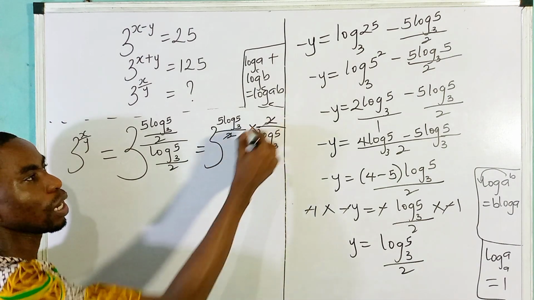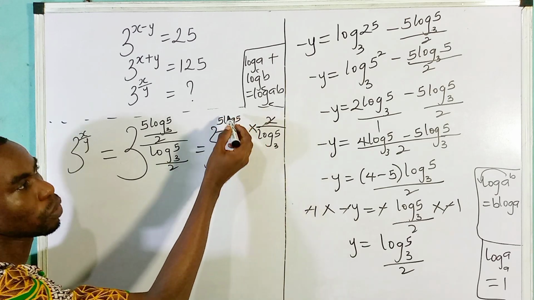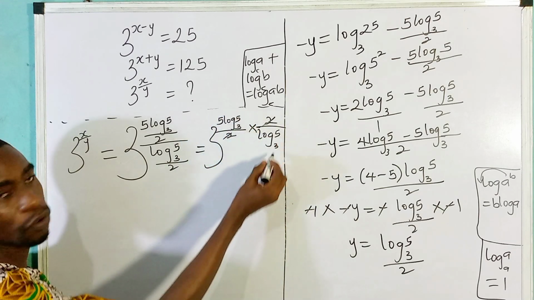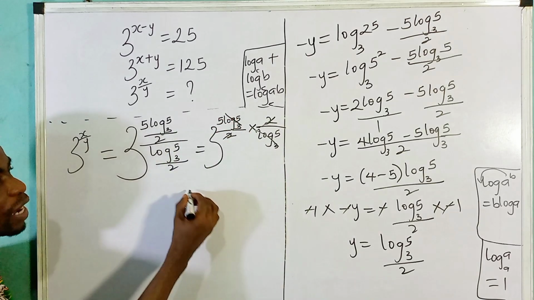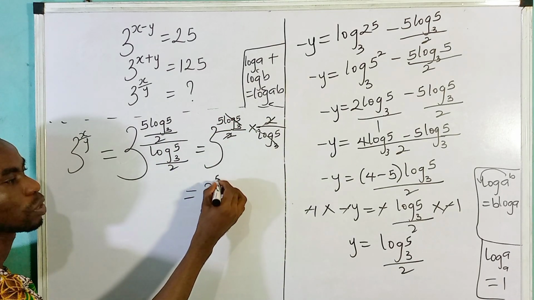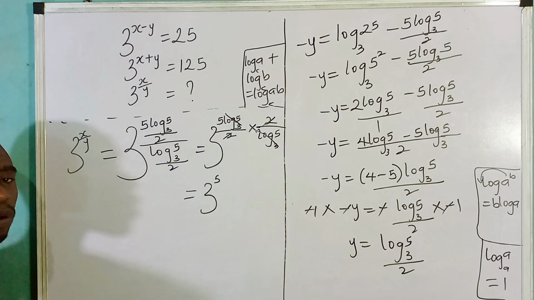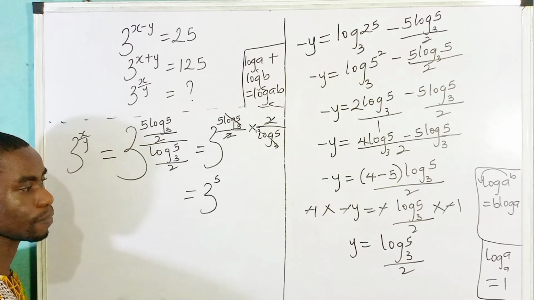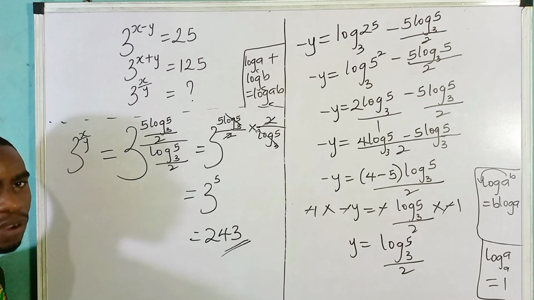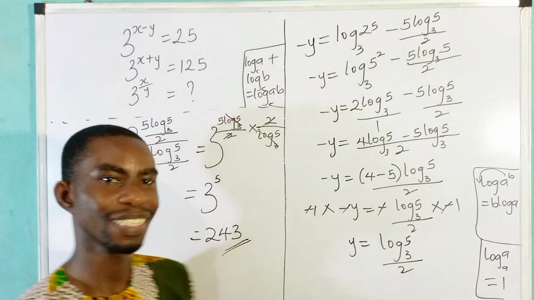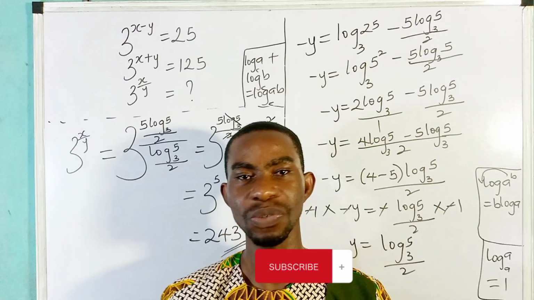So 2 is going to cancel out. And then if you look at the board, we have log 5 base 3, log 5 base 3. This will also cancel out. We are just left with what? 5. So the answer is equal to 3 to the power of 5. And 3 to the power of 5 is 243. So we'll be having 243 as our final answer. This is the answer to this Olympiad Maths question.